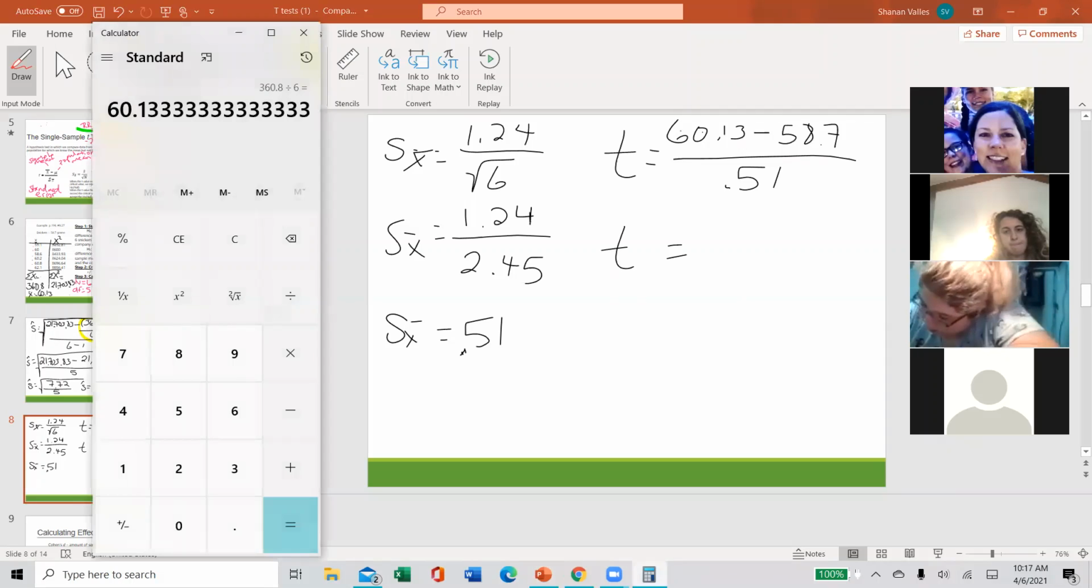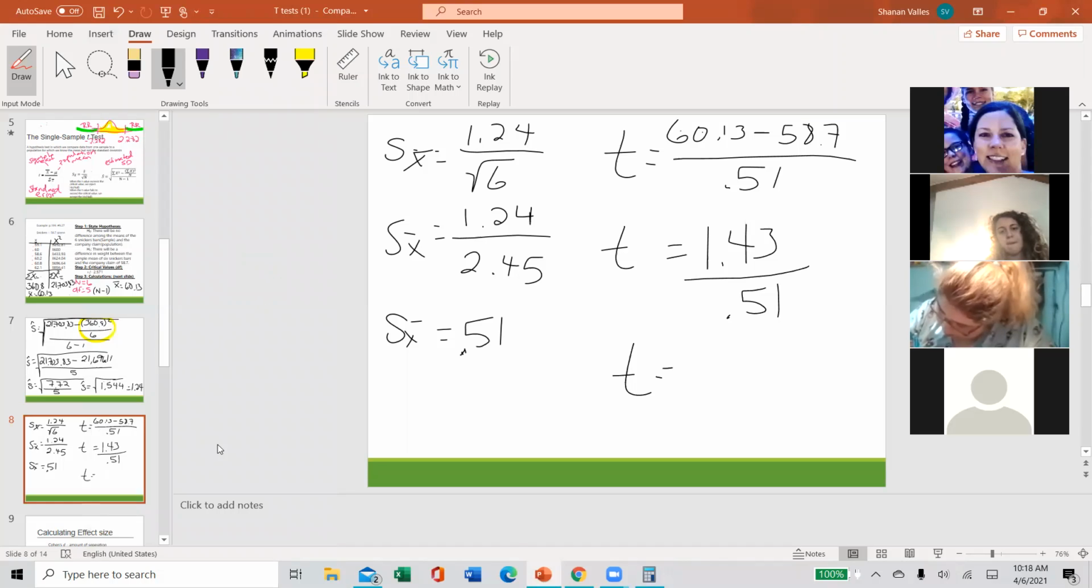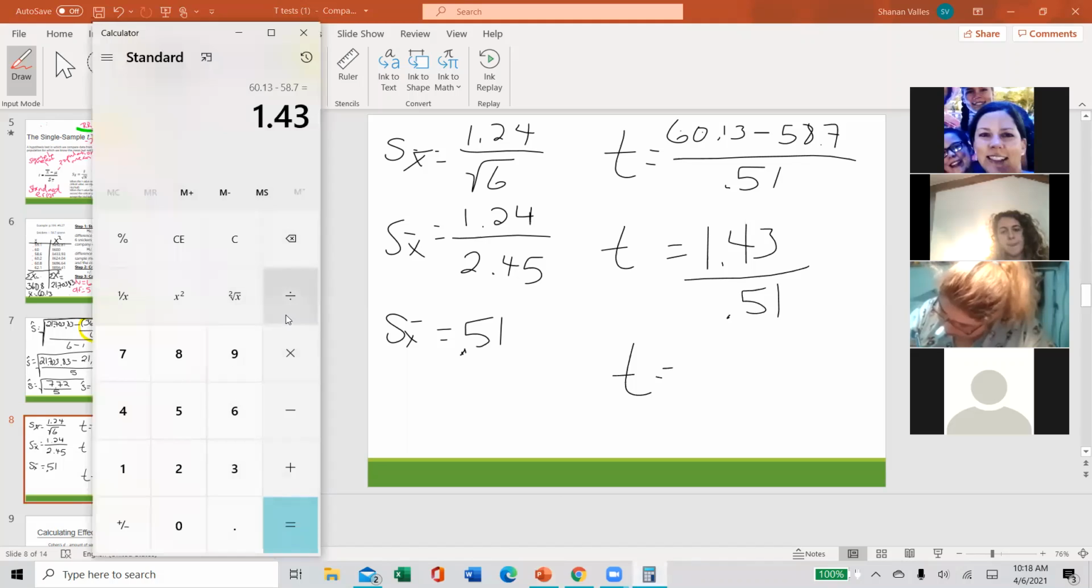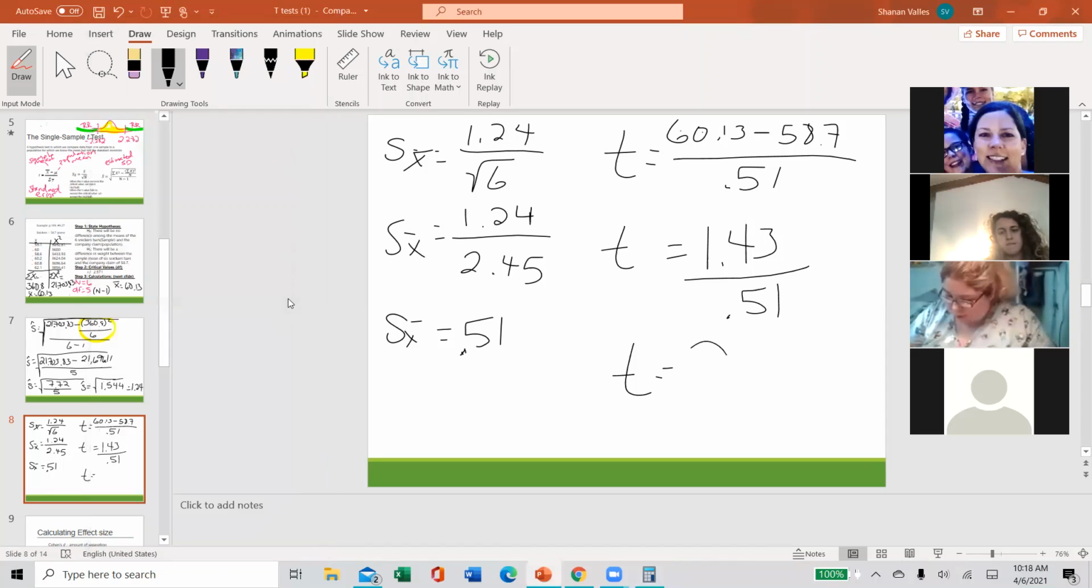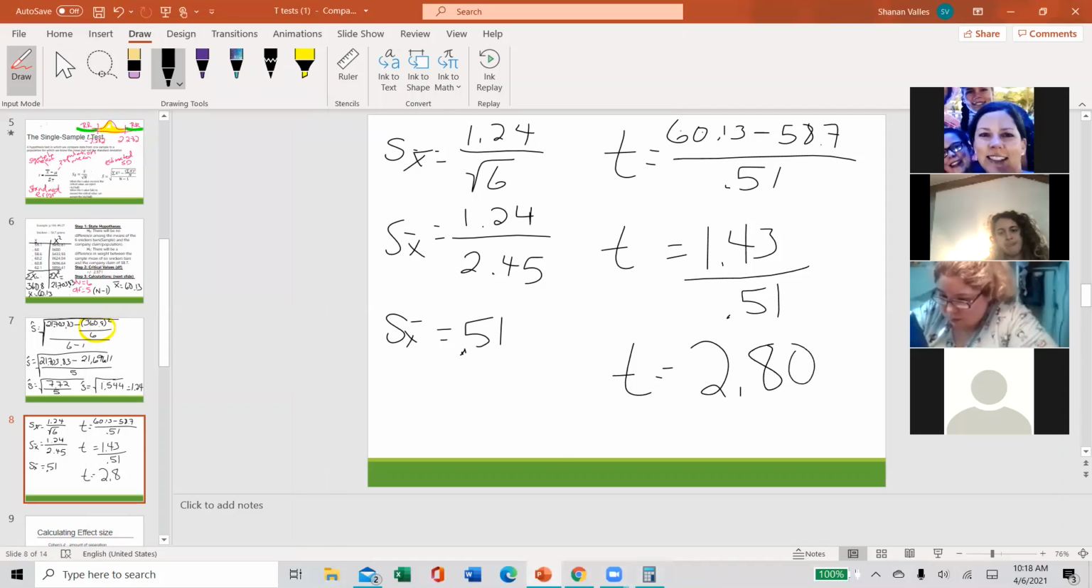So 60.13 minus 58.7 equals 1.43 over 0.51. Oh my gosh, okay, we're getting so close. So 1.43 divided by 0.51, and we get a T value of 2.80. I'm going to call it 2.80.